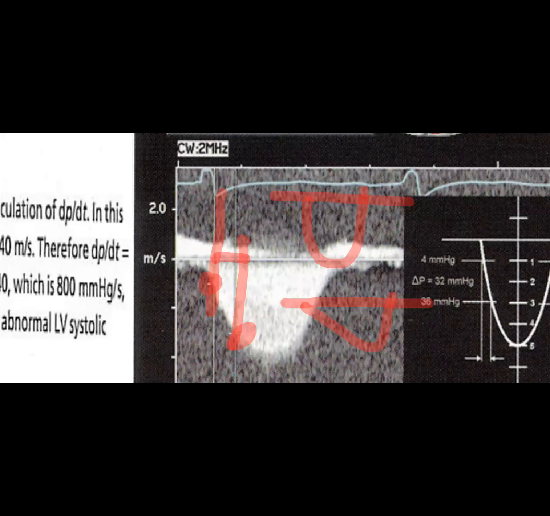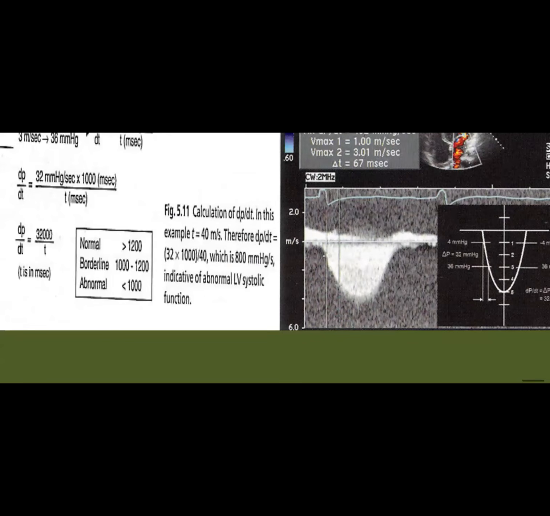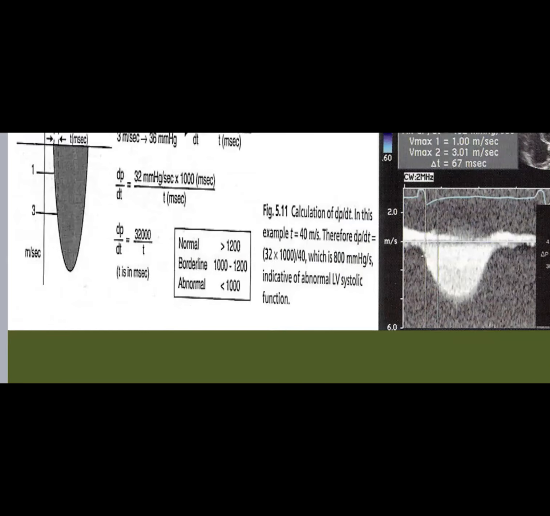Okay, so this is called the dP over dt. And now let's see the normal. Normal is more than 1200. Abnormal is less than 1000. Okay, so this is the dP/dt using the MR signal, and how we get to that value.